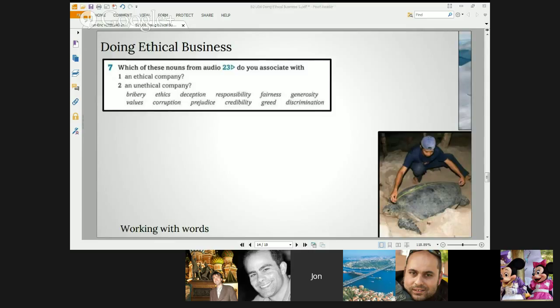I want to focus on the vocabulary itself now. So you'll notice a set of words on your screen. Which of these nouns from the audio do you associate with an unethical company versus an ethical company? So I'm going to say a noun. You tell me as a class whether it's ethical or unethical. So in other words, we're going to categorize the vocabulary.